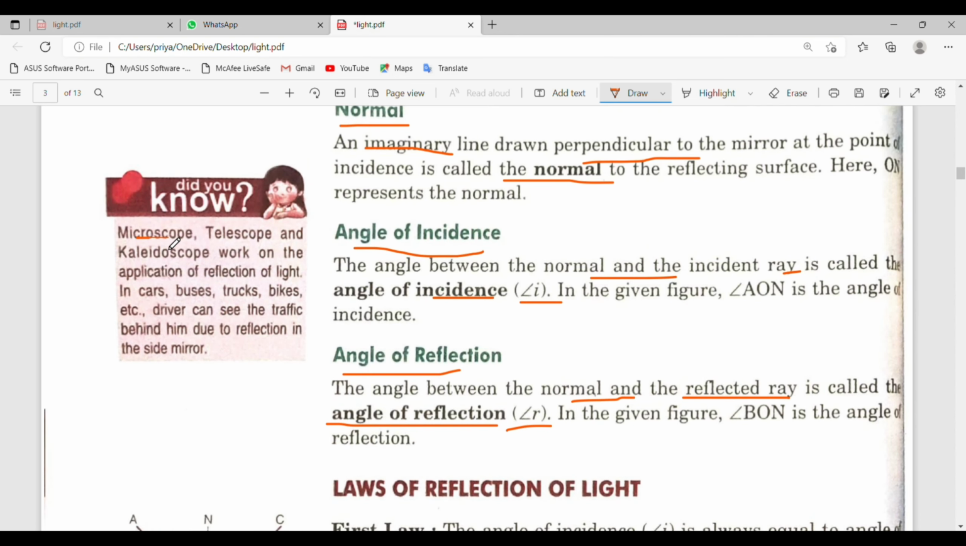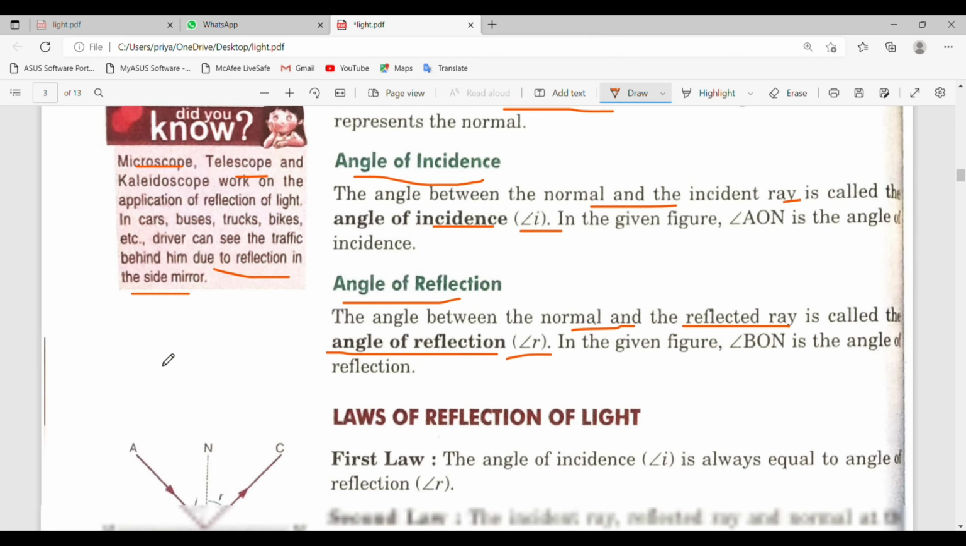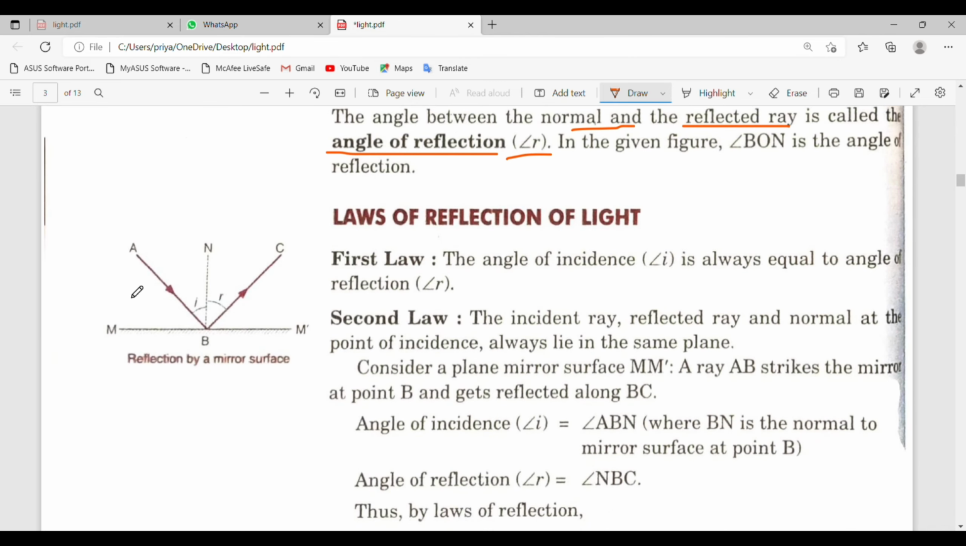Now see, microscope, telescope and kaleidoscope work on the application of reflection of light. In cars, buses, trucks, bikes, etc., the driver can see the traffic behind him due to the reflection in the side mirror. It means reflection is a very important phenomenon. It is used in various fields and various instruments also.